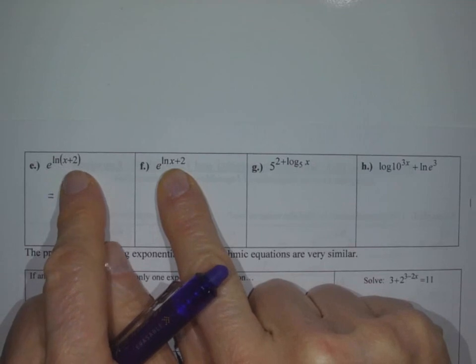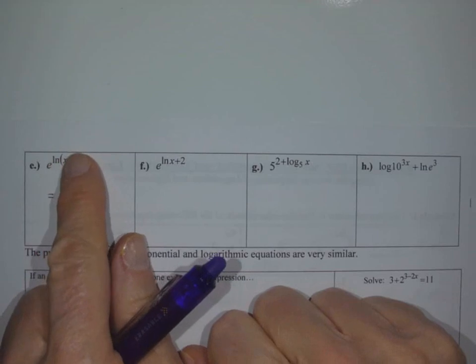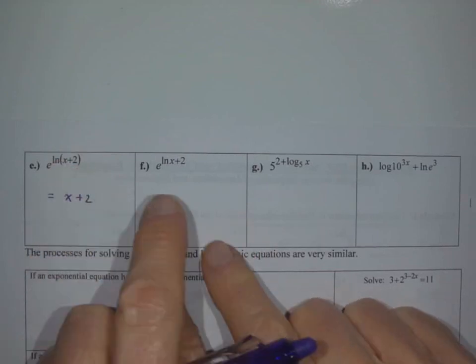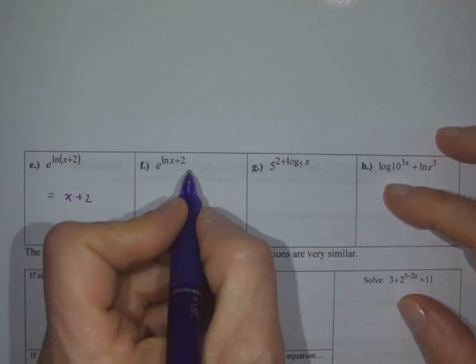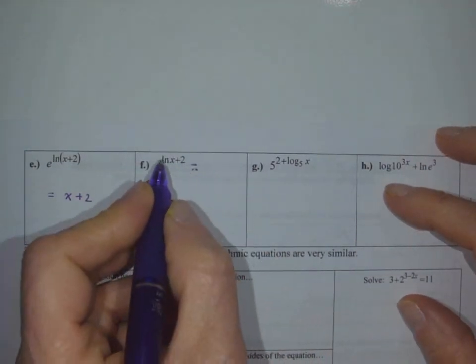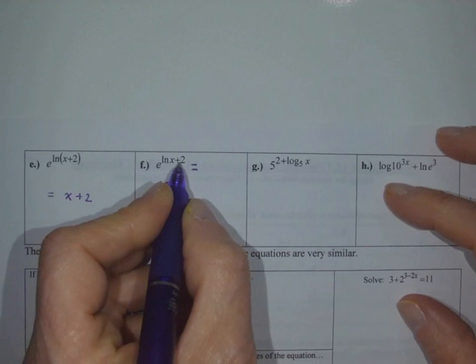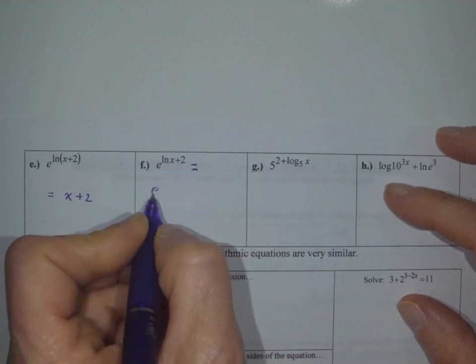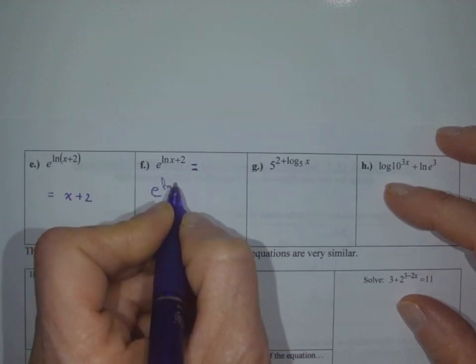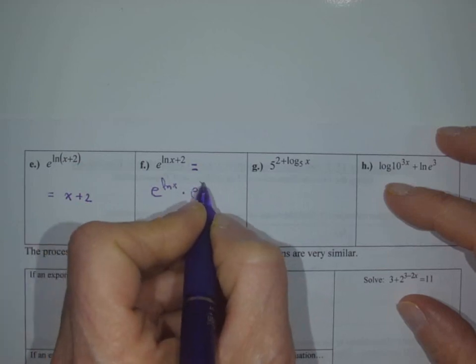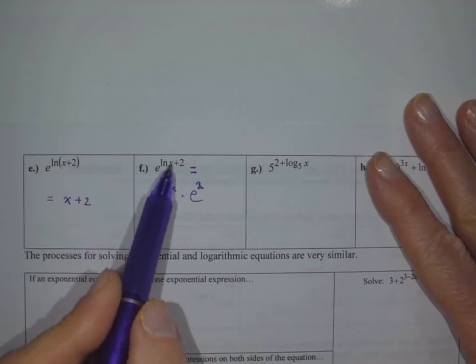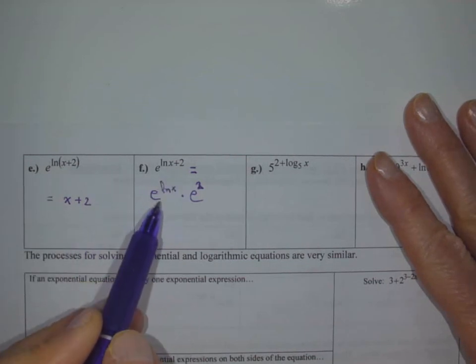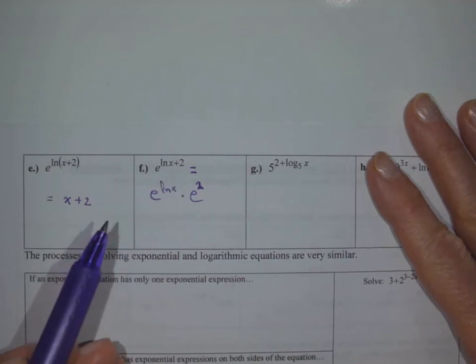Here, the 2 is part of the argument of the natural log. Here, it's part of the argument, it's inside parentheses. This 2 is not part of the argument. For these 2, I'm going to apply the laws of exponents that says that when I add exponents, I used to have the same base that I multiplied.